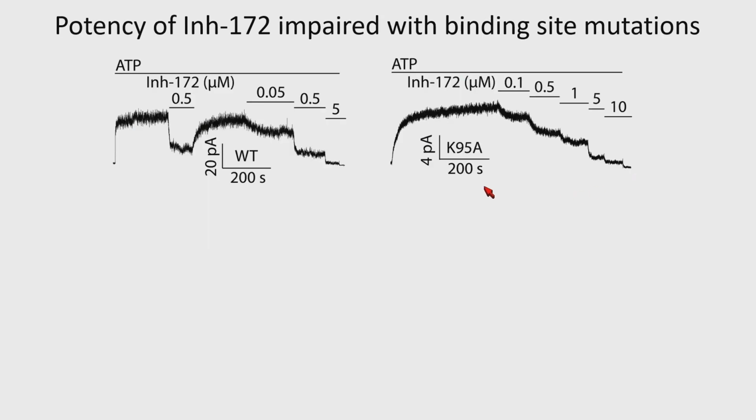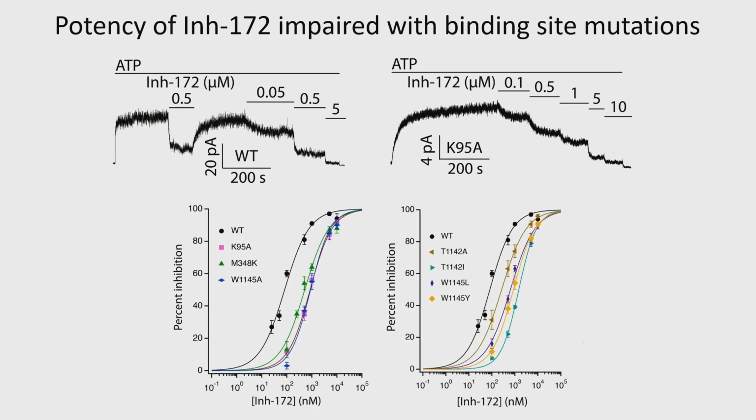Here, for example, the 0.5 micromolar inhibitor can inhibit almost 80% of the wild-type CFTR current, but once this lysine is mutated, the inhibitor at the same concentration can probably only reduce 30 to 40% of the current. So as a matter of fact, all the mutations we tested around the binding site decreased the potency of the inhibitor, as you can see from the right-shifted dose response curves.